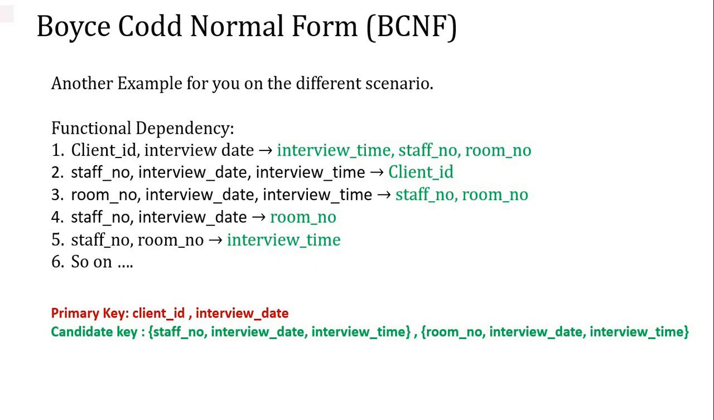5, staff name, room number. Here the determinant is not a candidate key or a primary key, so 5 is not maintaining the rule. So 4 and 5 is not maintaining the rule. 1, 2 and 3 is maintaining the rule. So from the main who are maintaining the rule and who are not maintaining the rule, there are 2 classes: class A who are maintaining the rule, class B who are not maintaining the rule.